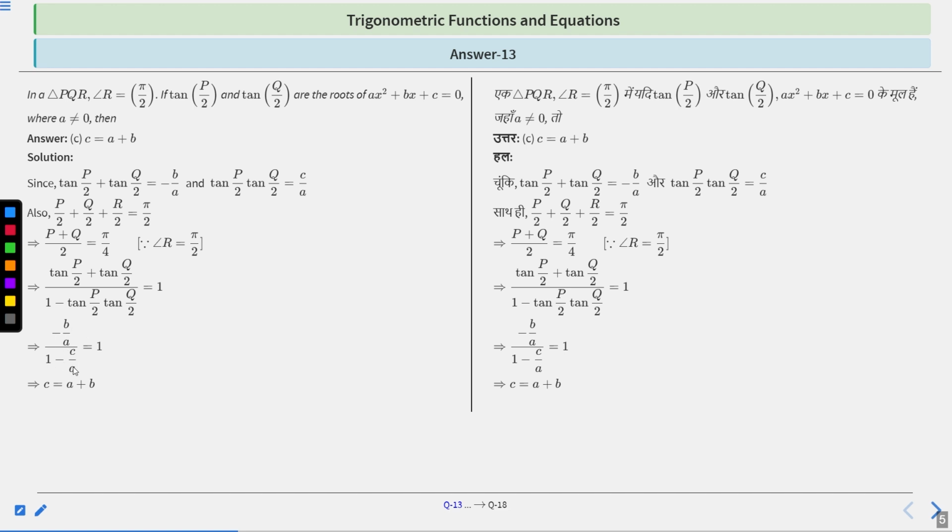Therefore, after doing simplification, the equation converts to c is equal to a plus b, right? c is equal to a plus b. Therefore, option C is the right choice. Clear? Option C, where c is equal to a plus b, is the right choice. Got it?